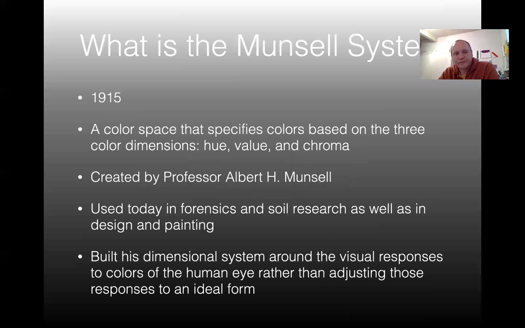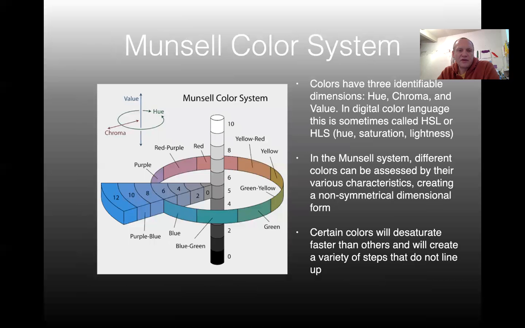Munsell is a color space that specifies colors based on three color dimensions. We just saw this happening: hue, value, and chroma. I'll expand upon that in a moment. Actually, the system is used in forensics and soil research now. It gives colors in numbers. So it's not particularly great for the artist, but it's great for the scientist because they could say red number 5 at brightness 2, at intensity 4. So here's what I'm talking about.